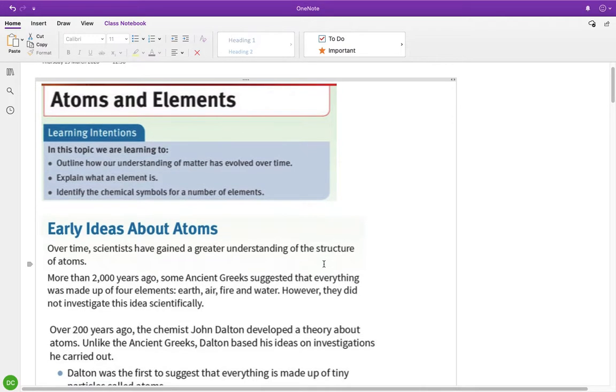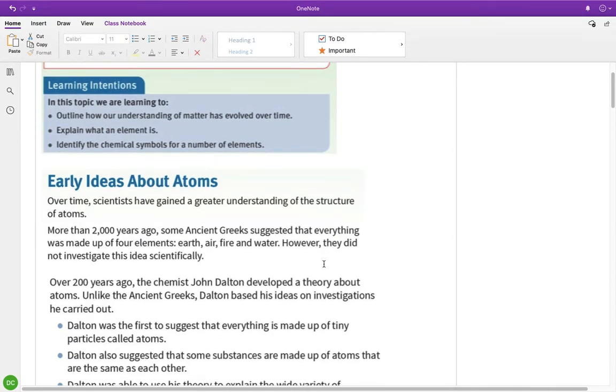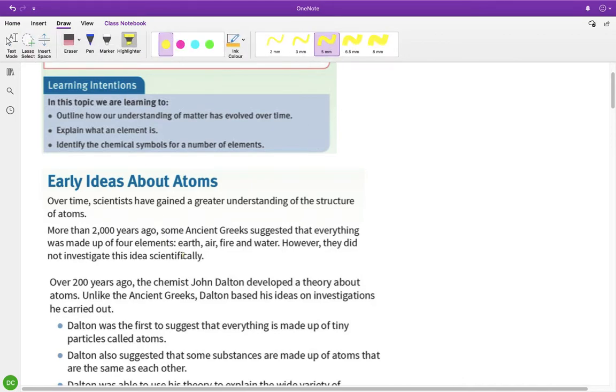Just to this idea of how it's evolved, there's been an awful lot of scientists, and even in ancient times, not so much scientists, but initially the concept of atoms or elements would have been the ancient Greeks. You might have heard of this. They said that everything was made up of four elements: earth, air, fire, and water. That's what everybody believed at that time.